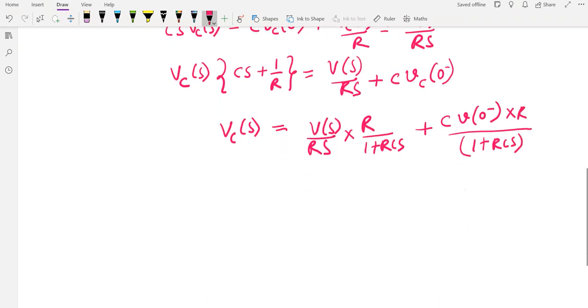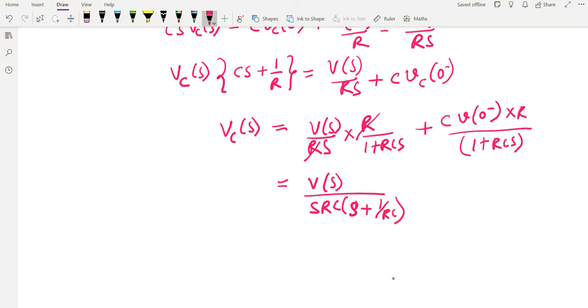If we take the term RCs from the denominator as common, this R and this R will cancel out. So we get V of s upon s into RC (s plus 1 by RC), plus Vc at 0 minus upon (s plus 1 by RC). This is what we get as Vc of s.